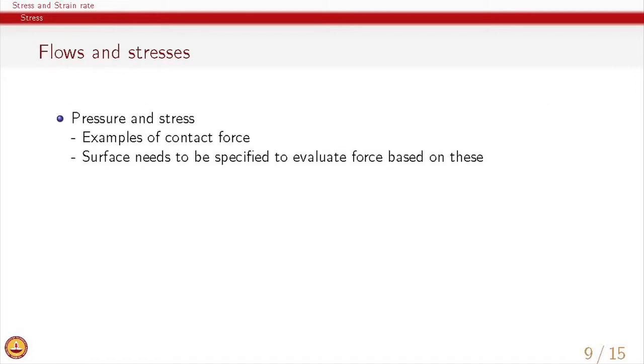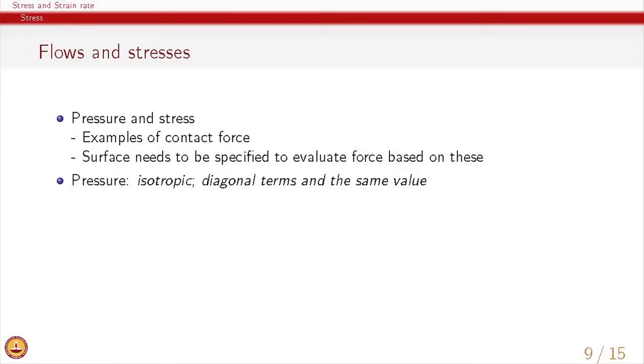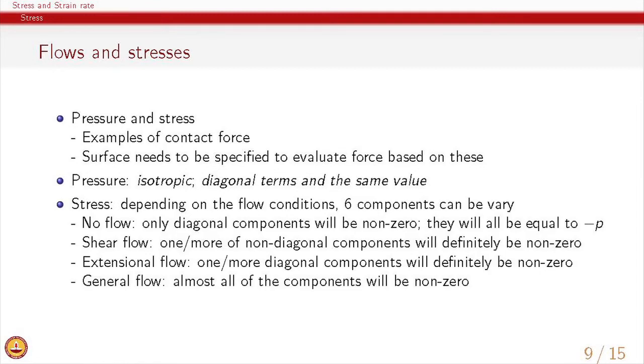So, with this basically we can summarize now that pressure and stress are both examples of contact forces. We need to specify a surface before we can specify the contact forces, and we evaluate them for the balance equation once we specify the surface. Pressure is isotropic, they are diagonal terms and they are all of the same value. Stress on the other hand, depending on flow conditions, all 6 components can be non-zero.